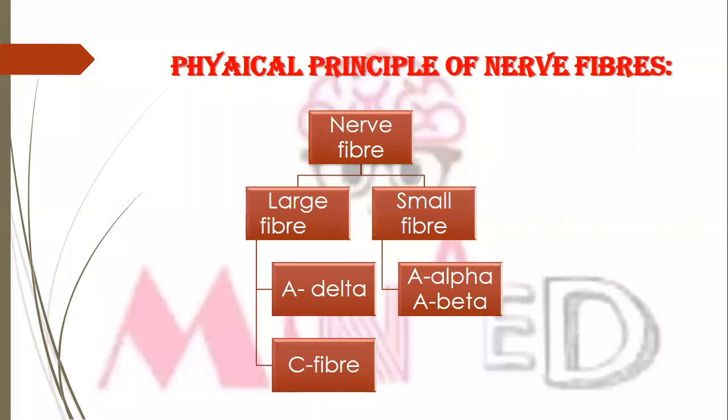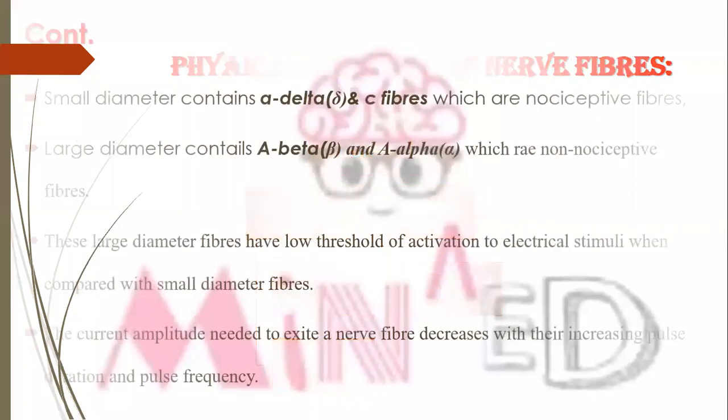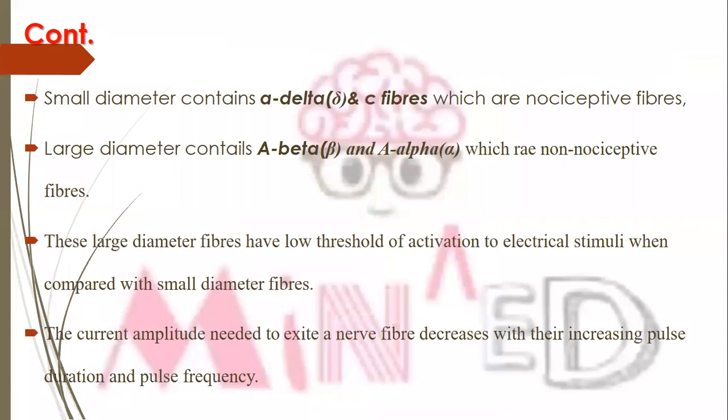Large fiber is again divided into A delta and C fiber, and small nerve fibers are composed of A alpha and A beta fibers. Small diameter contains A delta and C fibers, which are the nociceptive fibers.